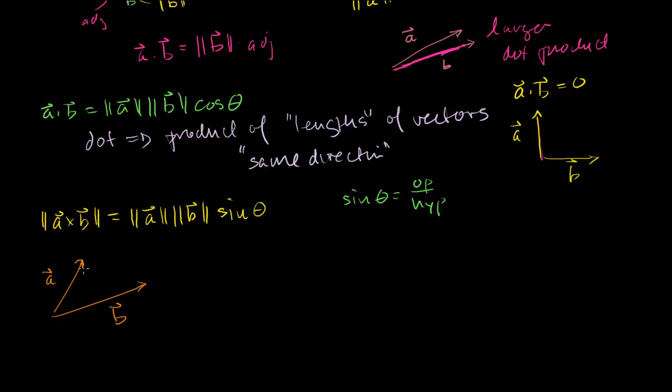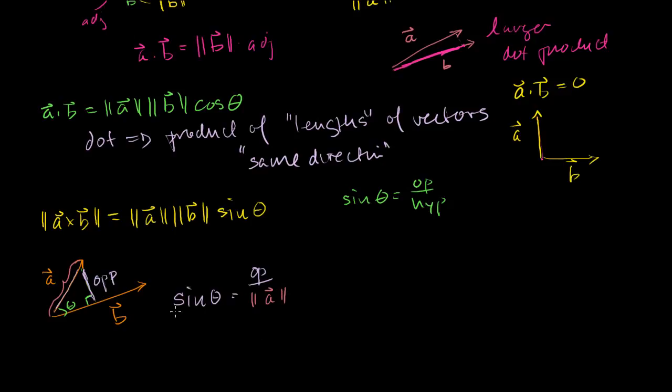So if I were to draw a little right triangle here, so if I were to draw a perpendicular right there, and this is theta, what is the sine of theta equal to in this context? It's equal to this side over here. Let me call that just the opposite. It's equal to the opposite side over the hypotenuse. So the hypotenuse is the length of this vector A right there. So the hypotenuse is the length of my vector A.